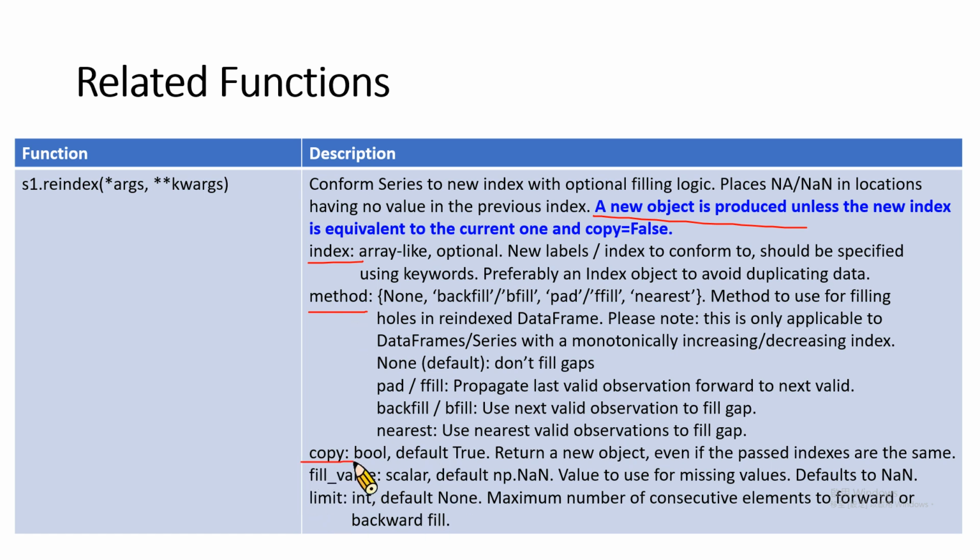And copy means whether it will return a new object containing the result. The default is true, so it means that by default it will generate a new object containing the reindexed series.